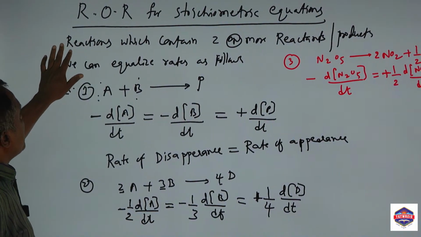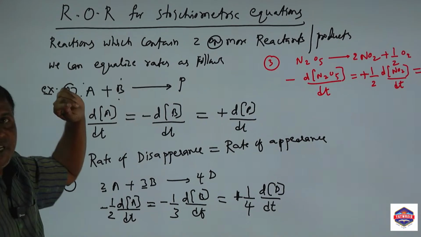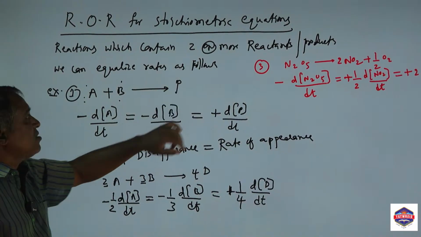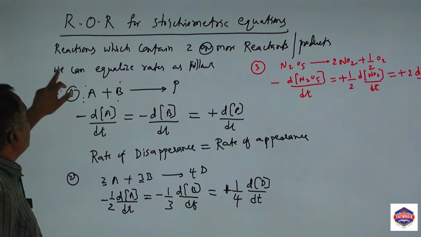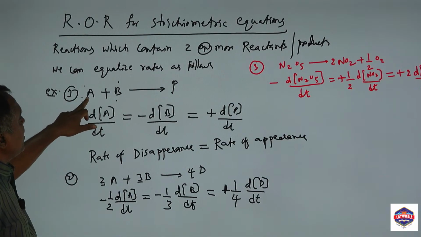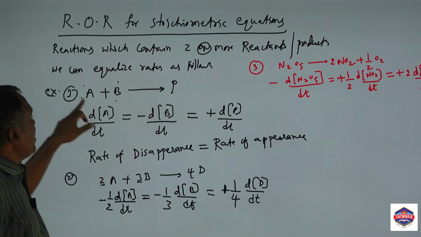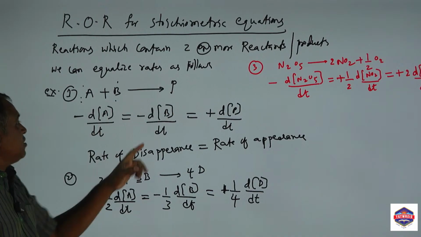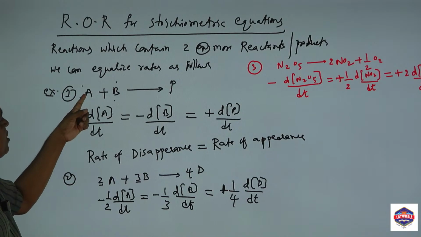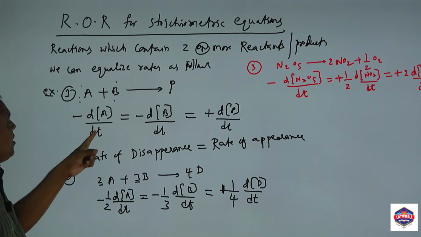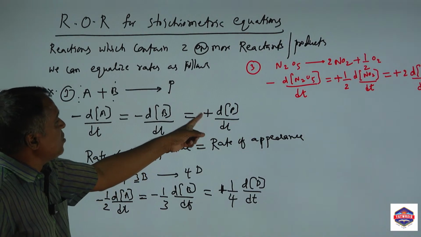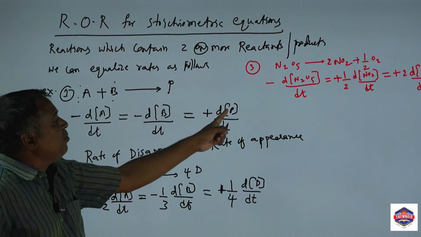Again, I will explain this one. Rate of reaction for stoichiometric equations is useful for reactions which contain 2 or more reactants or products, and for that we can equalize the rates. For example, take A plus B gives product P. A and B are the reactants, P is the product. Here, you must place a negative sign before the rate of reactants A and B. Minus dA by dt is equal to minus dB by dt, and since P is the product, you place a positive sign, and the rate of P is dP by dt.